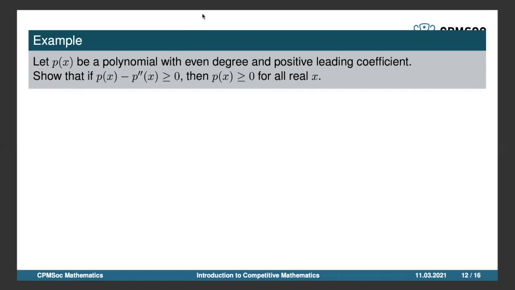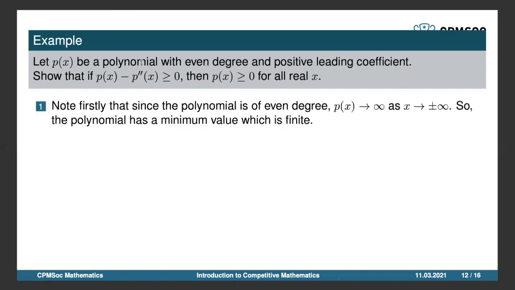First of all, there is a note. Because it's of even degree, we know that as x approaches plus or minus infinity, towards the ends of the number line, p of x approaches infinity. So the polynomial has a minimum value, and that minimum has to be finite, because obviously the minimum can't appear towards the infinite ends. If you had an odd degree polynomial, then one of the ends would be going to negative infinity, so there would be no minimum.